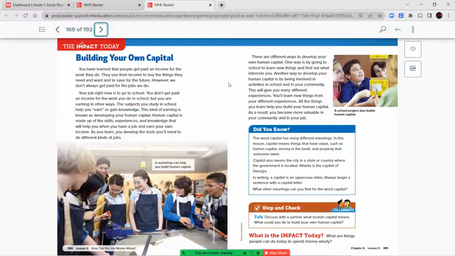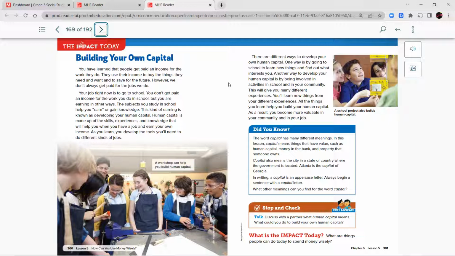There are different ways to develop your own human capital. One way is by going to school to learn new things and find out what interests you. Another way to develop your human capital is by being involved in activities in school and in your community. This will give you many different experiences. You'll learn new things from your different experiences. All the things you'll learn help build your human capital. As a result, you become more valuable in your community and in your job.